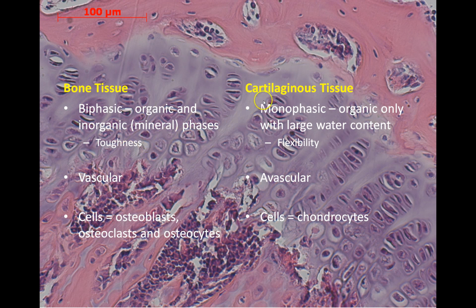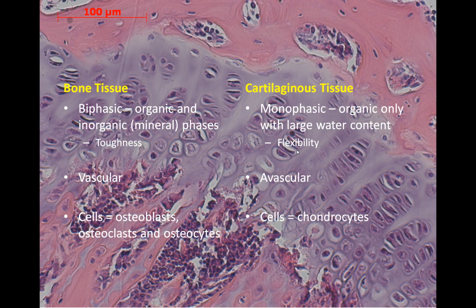If we compare that to cartilaginous tissue, it is monophasic, which means that it only has an organic component which contains a large amount of water. There are no minerals found in cartilaginous tissue. For this reason, cartilaginous tissue is highly flexible, and this is very important to allow increased movement at joint surfaces and at specific joints.